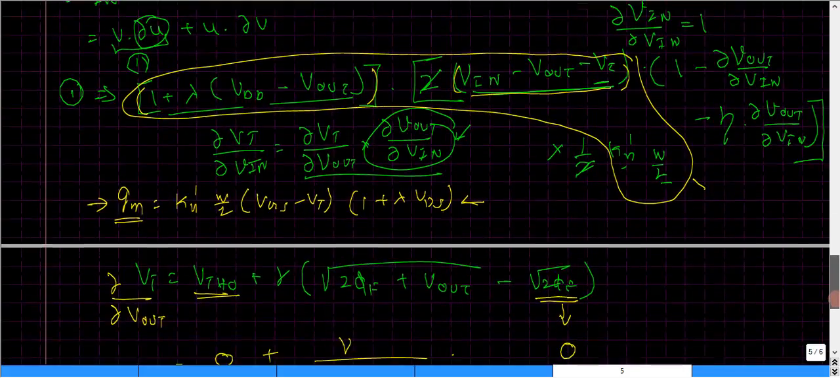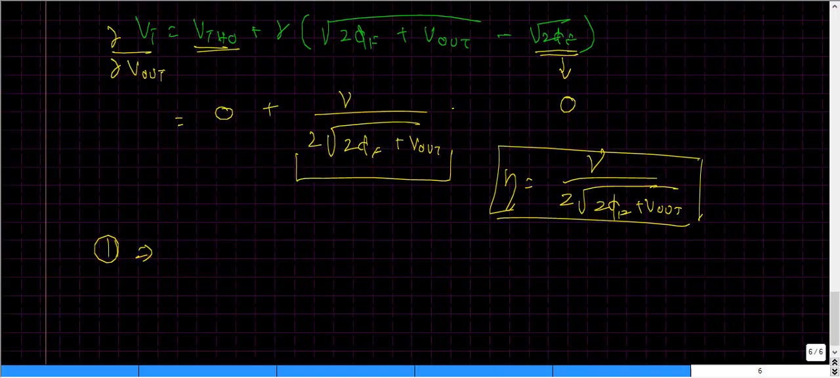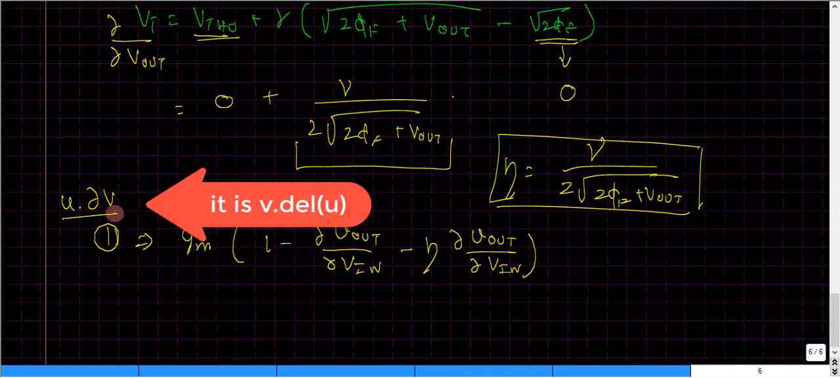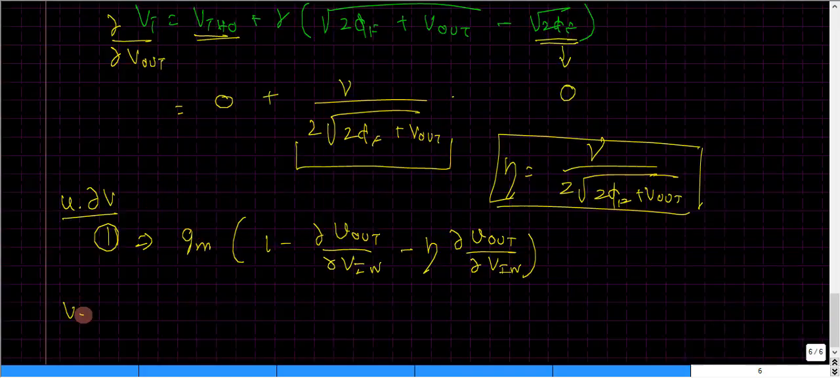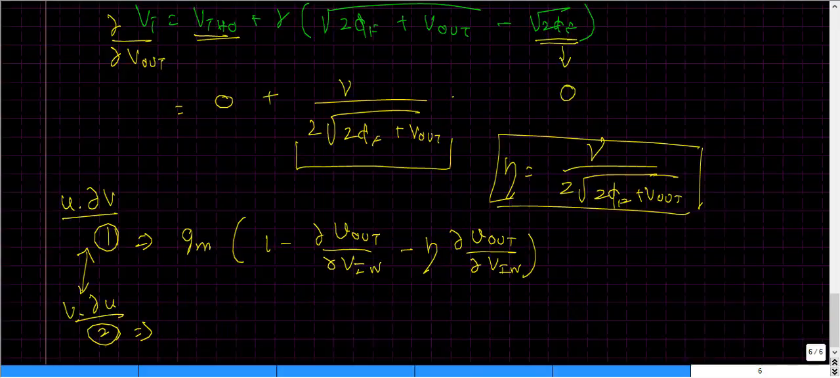Moving to the next page, the value of one expression is nothing but the gm term that we have got when we perform the first term, that is u dot del v. Now we'll just move on to the second term, which is nothing but the v dot del u term. So this I'm going to equate to the second, and later on we will plug both these expansions in order to get back to the gain expression.